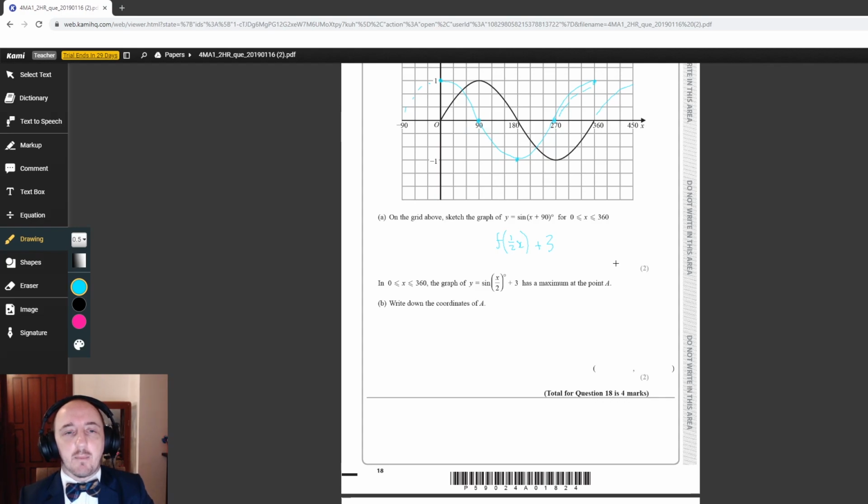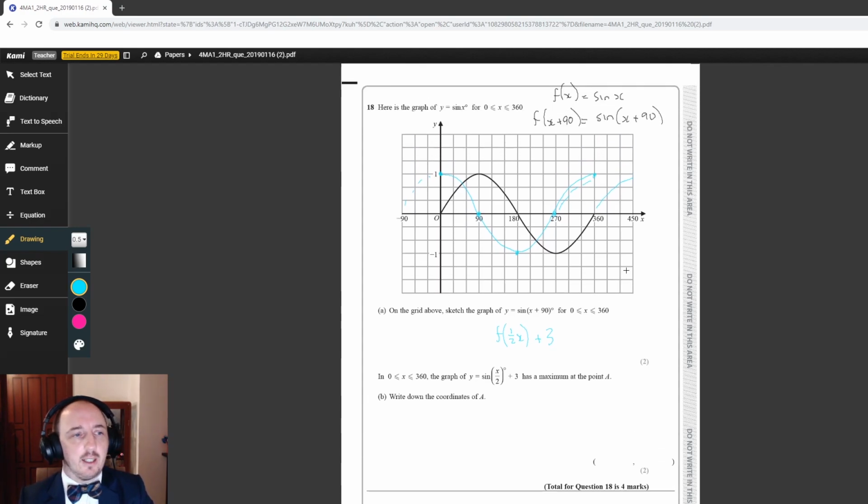So our maximum point, if we just have a look here in pink, this is the maximum point of the graph here. This is going to be stretched in the x direction away from the y-axis. So twice as far away from the y-axis would take us to 180, 1, and 3 upwards, which is the plus 3 shift, would take us up to 180, 4. Okay, so translation of graphs, tricky one. We've got a combination of two there, half x and plus 3.